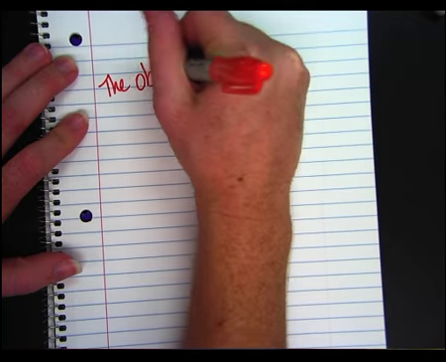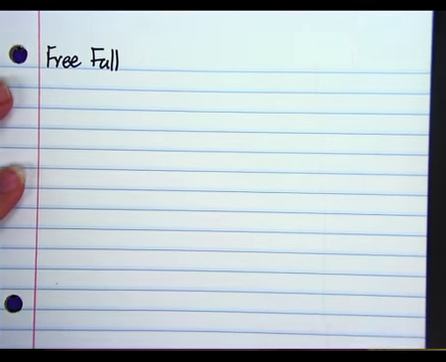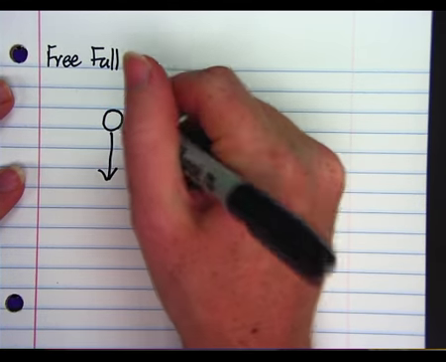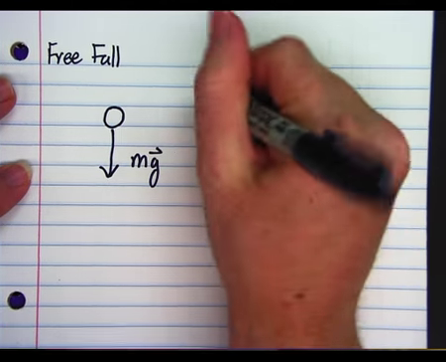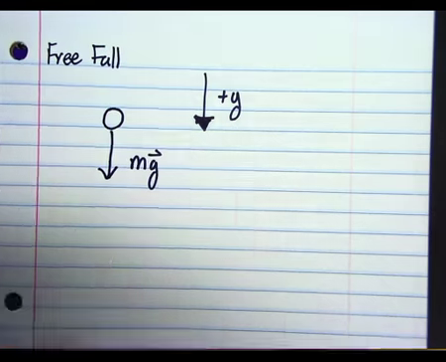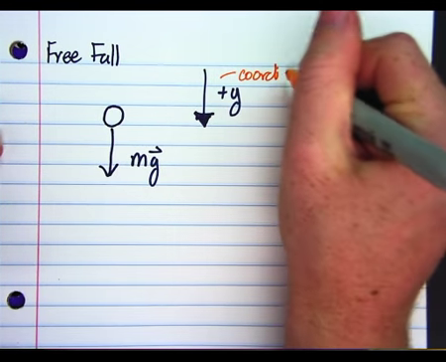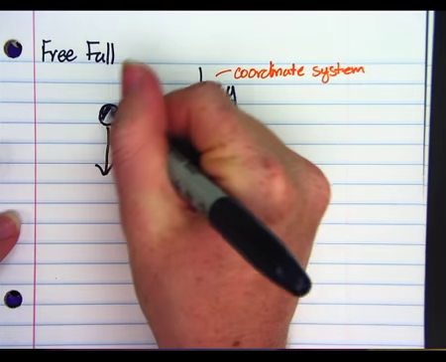Okay, so the objective of this lab is to construct a simple computer program that will calculate the speed and distance fallen by a fallen body using numerical integration. So when we're talking about stuff falling, we have to talk about the differences between free fall and non-free fall. In this situation, I'm going to define the coordinate system as positive y being the downward direction.